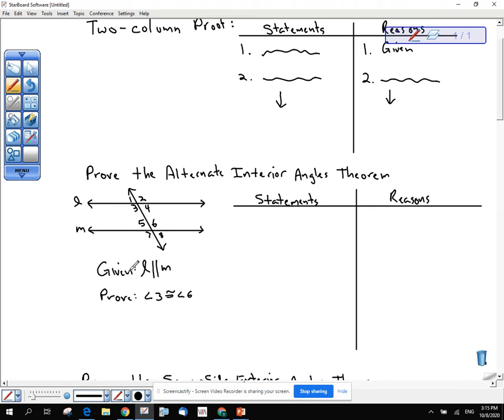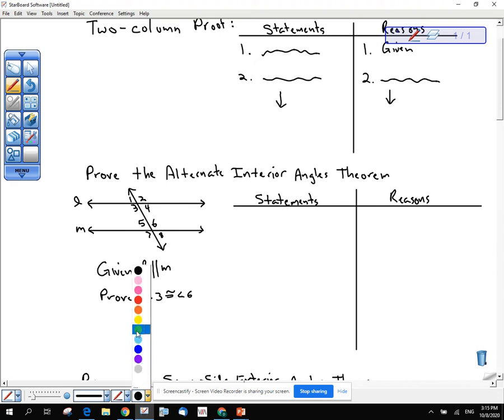So we want to take the given that L is parallel to M and prove that angle 3 is congruent to angle 6. Those are alternate interior angles. This isn't any special picture. This is just some generic picture, and 3 and 6 are alternate interior angles. If we can prove that they're congruent, great, then we can use that theorem. Once it's been proven, that makes it a theorem.